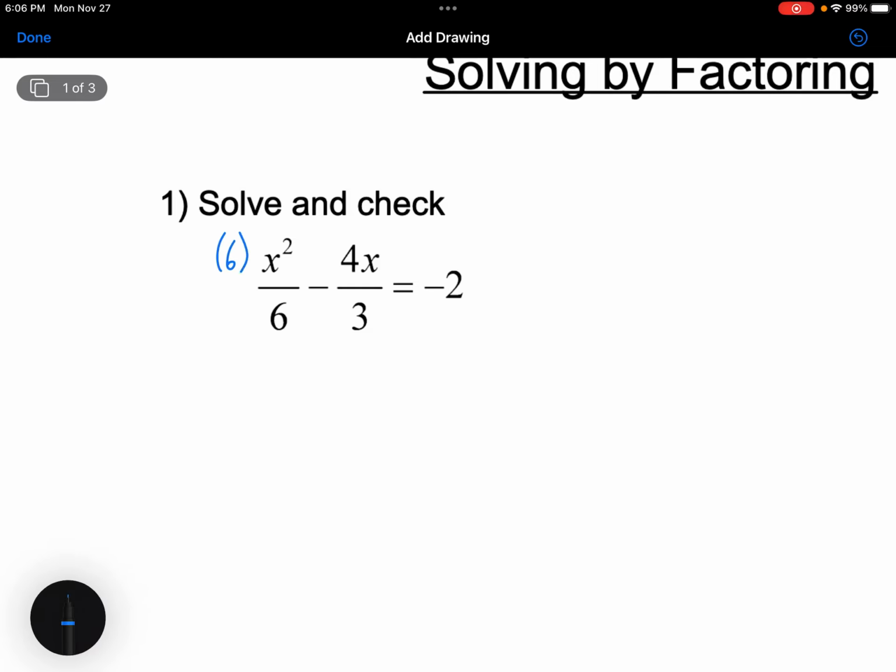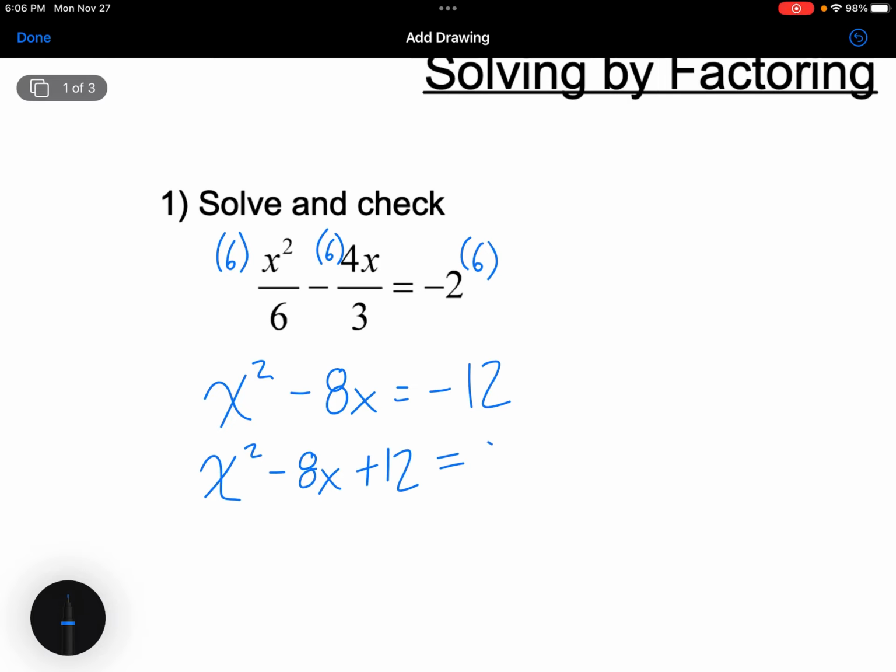So I'm just going to write in what I'm doing here just so that we know. We have to multiply every term by 6. So 6 times x squared would be 6x squared, divided by 6 would just give us x squared. Minus 4 times 6 is 24, divided by 3 would give me 8x, equals negative 12. Now after that, all we have to do is bring the 12 over to the other side. So we get x squared minus 8x plus 12 equals 0.